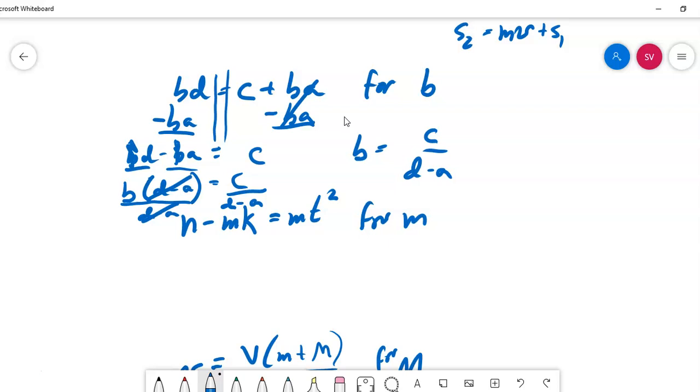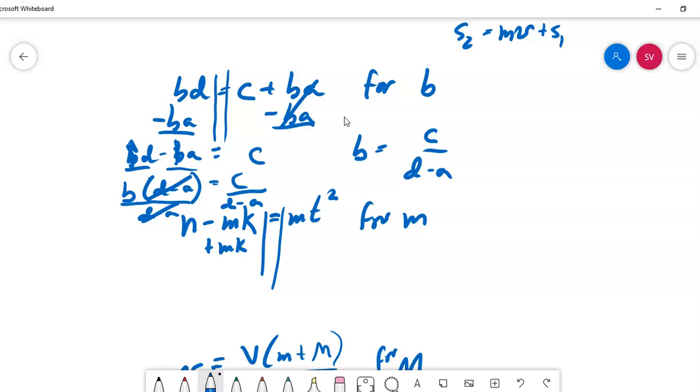Alright, let's look at this one. N minus MK is equal to MT squared. Really doesn't matter what we do, but we have to combine the M's. So we either bring the MT over to the left, or the MT squared over to the left, or the MK over to the right. I'll just bring it over to the right.